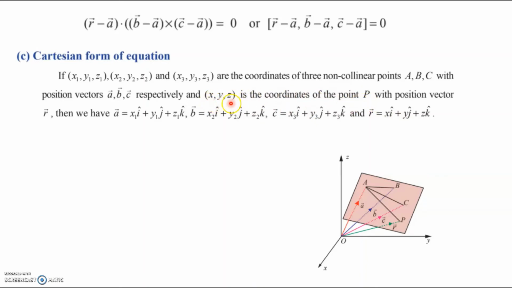And our vector r, which is the position vector of P with coordinates x, y and z, we will have r vector equal to x i cap plus y j cap plus z k cap. Now we know that in the non-parametric form this was the equation.